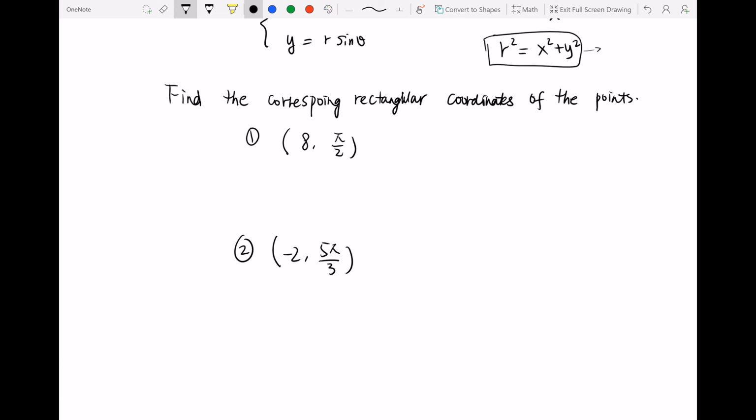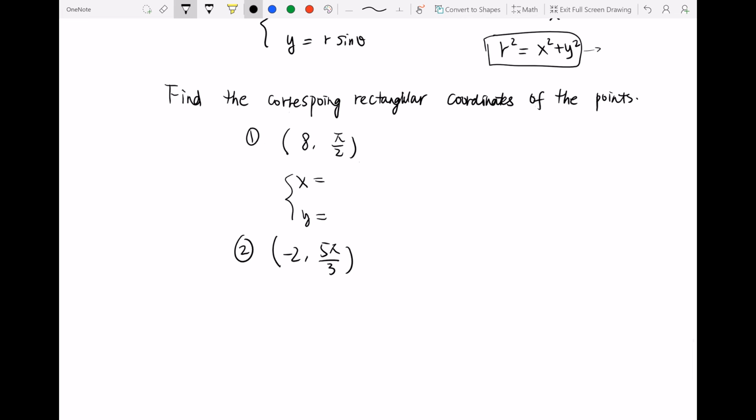Okay, so I'm going to ask a student to tell me this one. What is your rectangle coordinate? Okay, so I'm going to call a student here. Matthew, could you please tell me what you got? Did we find r by using r squared equals x squared plus y squared, so it would be 8 squared plus pi over 2 squared.